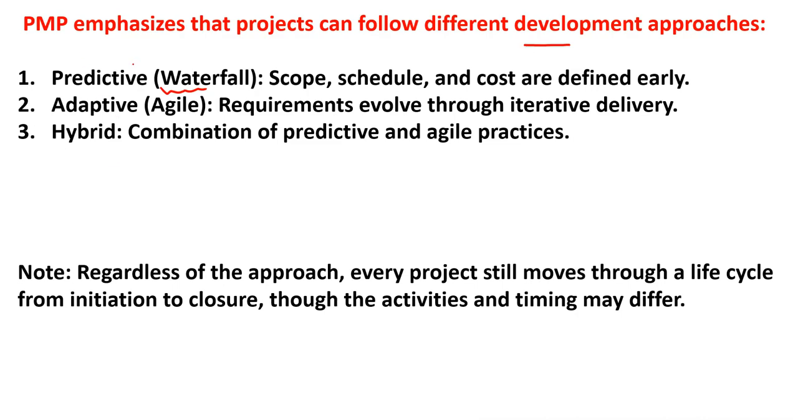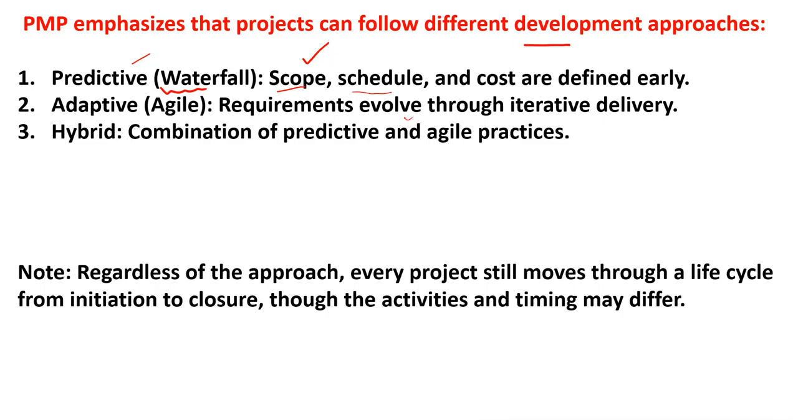First I will explain to you predictive or waterfall. In predictive and waterfall, you should have a clear scope in the beginning, meaning whatever project or product you are going to make, the scope should be clear: what you have to deliver, how much time it will take to complete, and what the budget is. If all these things are clear upfront, especially the scope, it means you have to use the predictive or waterfall approach. The second is the adaptive or agile, where the requirements evolve through iterative delivery.